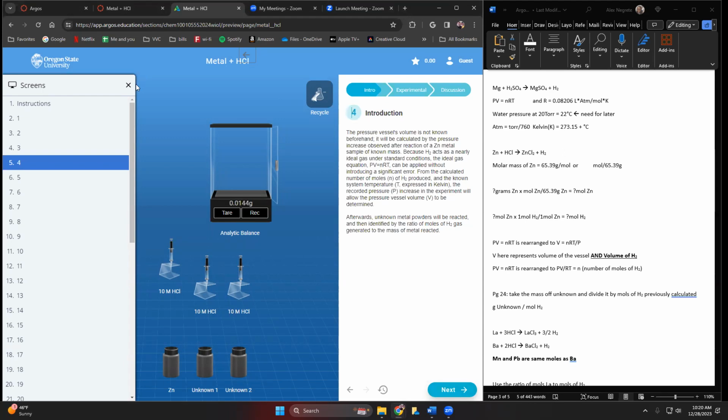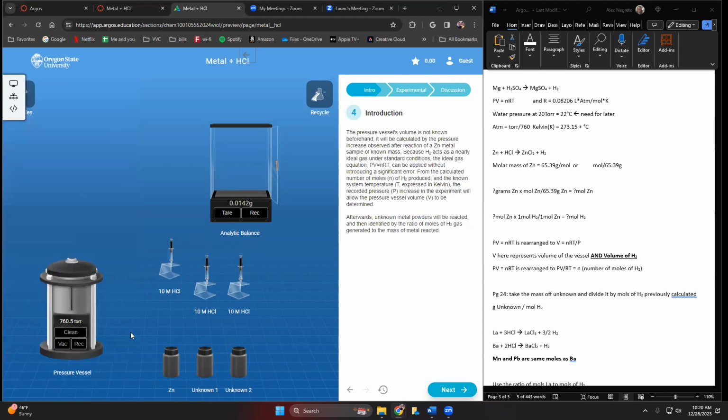Since we're going to be using this pressure vessel, also the information we learned in Unit 4 is going to be regarding the ideal gas law, PV equals nRT. I've provided it here so you don't have to look in your textbook. The R constant, 0.08206 liter atmospheres per mole Kelvin. But what we didn't talk about was water pressure, the vapor pressure of water.